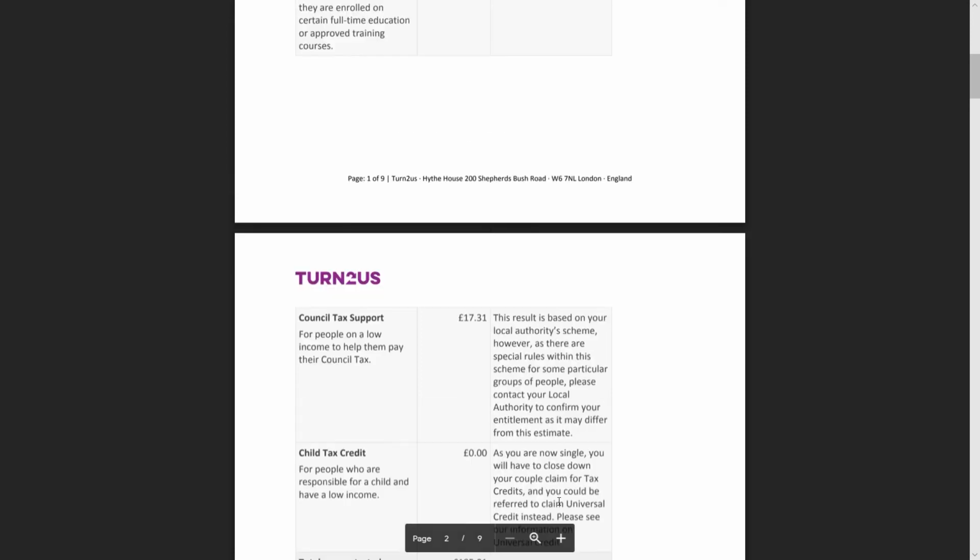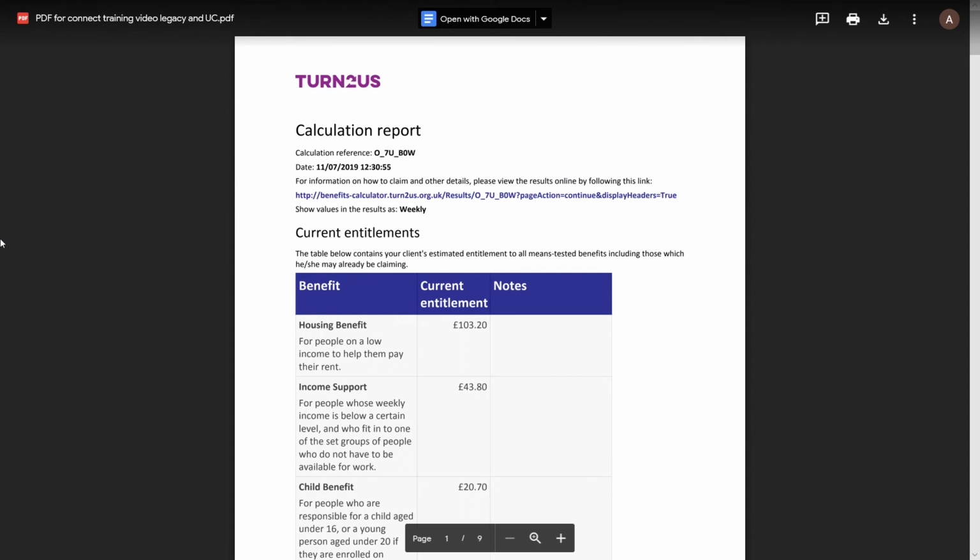So if the results show universal credit, do you have to claim it? No one has to claim universal credit. Some people will choose to be worse off and not have the hassle or uncertainty of claiming universal credit. As buddies, you can help people to make the decision that's right for them, and part of that is helping to demystify the universal credit process.